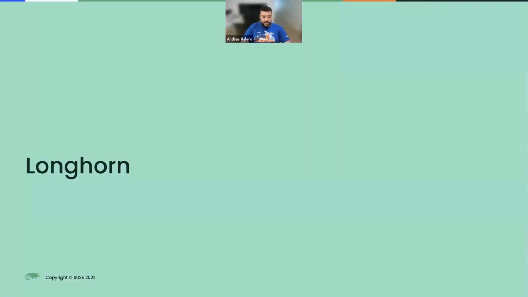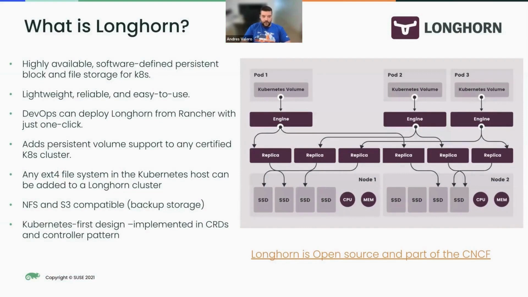And now I will introduce you a little bit of Longhorn. And basically, what is Longhorn? Well, Longhorn is a highly available software-defined persistent storage for block and file in Kubernetes. So it's cloud native, it's fully oriented to run on Kubernetes. Compared with other solutions or other projects, it's lightweight, really reliable and easy to use. It can be deployed from Rancher with just one click, but you can also use a Helm chart to deploy it, which makes it extremely easy to deploy.